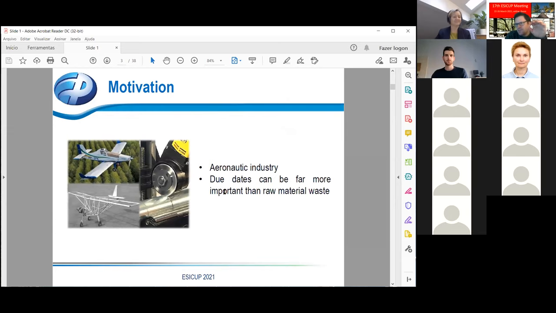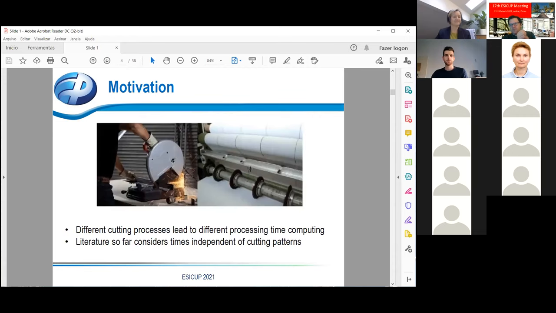Our motivation is from the aeronautics industry, where the due dates of some parts of the plane can be far more important than raw material waste, because we have assembly lines with lots of investment and resources assigned, so due dates can play a very important role. And also we have an important characteristic that we have different cutting processing times for each cutting pattern, as we can see in the first part of the picture, different from other literature problems such as paper cutting, where any cutting pattern has the same processing time. So we're going to deal here with this characteristic where we have different processing times according to the items assigned to a certain cutting pattern.